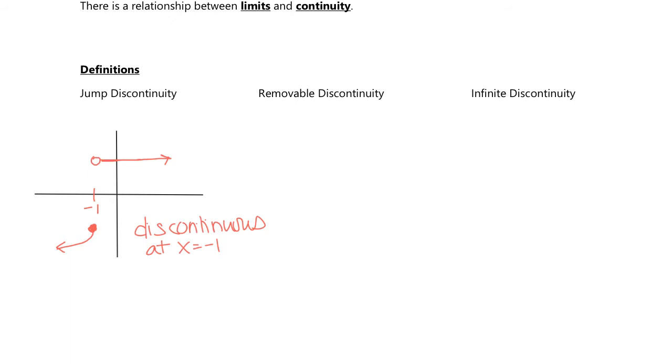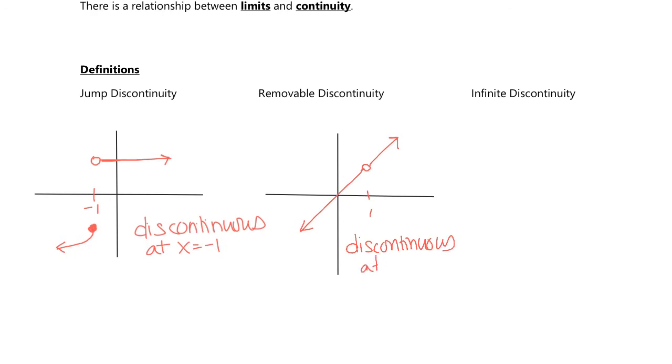So now let's take a look at a removable discontinuity. So a removable discontinuity would look like this. I would have a hole in my function. So this one is discontinuous at x equals 1. Okay, hopefully you can see the difference between a jump discontinuity and a removable discontinuity.